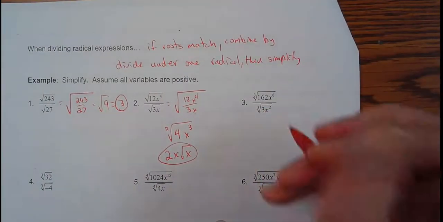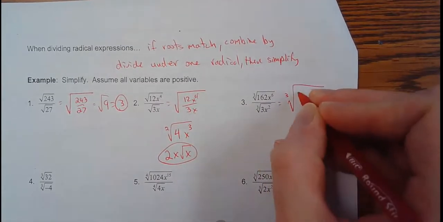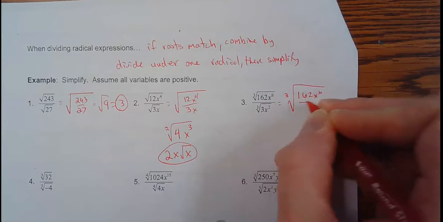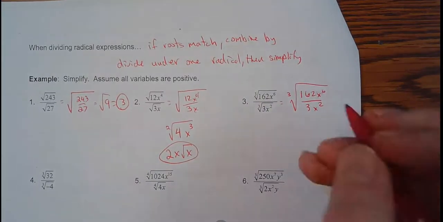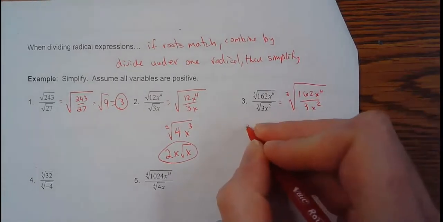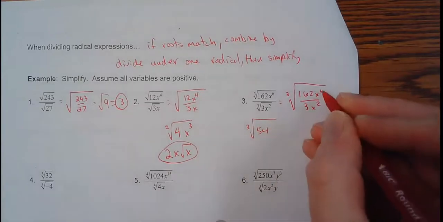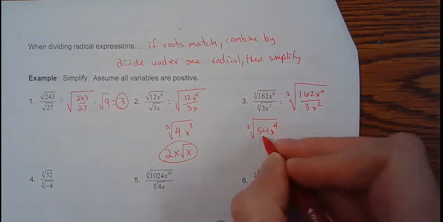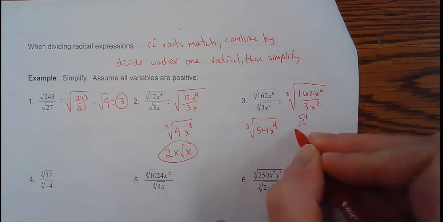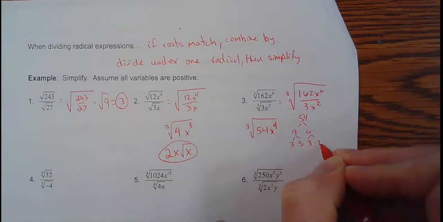This guy here, again, doing cube roots, when we simplify, you have to have 3 of something. But 162x to the sixth over 3x squared. Well, 162 divided by 3, that would be 54. And x to the sixth divided by x squared, well, 6 minus 2 is 4. And now do some simplifying. So 54, I'm going to do my factor tree. 9 times 6, 3 times 3 times 3 times 2.